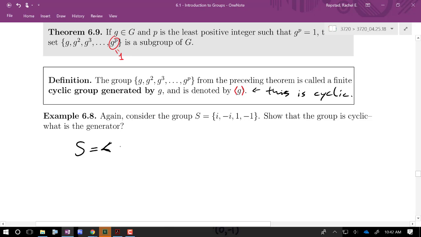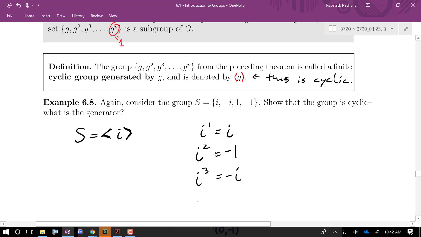So this group S is generated by the element I, and that's because, I'm just going to rewrite what we've noticed on the previous page. I to the first is I, I squared is negative 1, I cubed is negative I, and I to the fourth is 1. So this one element generates all elements of the group.